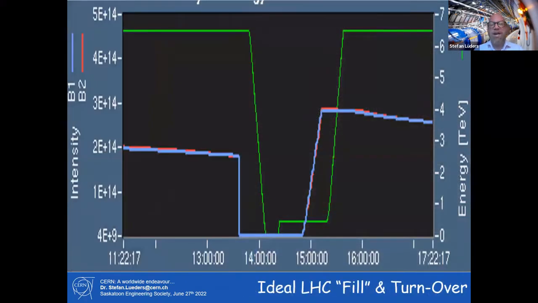So how is the cycle looking like? People usually ask, so how is this working? Here's a graph of the standard operation cycle of the LHC. It looks complicated, but it is not. On the x-axis, you have the time starting at 11 hours, 22 minutes, and ending at 17 hours, 22 minutes. In blue and in red, you see the amounts of protons we have in, so more or less equivalent to the 2,556 bunches. And in green, you have the speed.